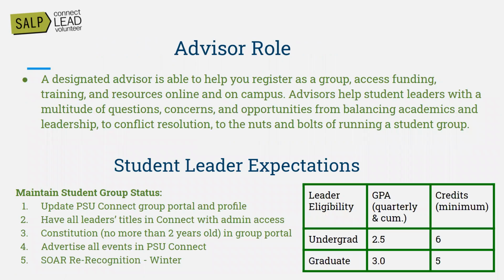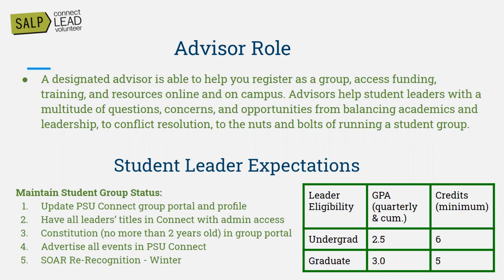One of the most important resources that SALP offers for student group leaders is your advisor. So your advisor is a designated person who's able to help you register as a group, access funding, training, and resources online and on campus. Advisors help student leaders with a multitude of questions, concerns, and opportunities, from balancing academics and leadership to conflict resolution to the nuts and bolts of running a student organization.